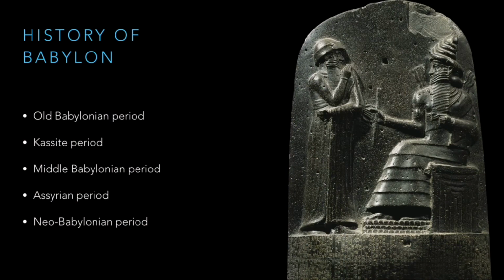It also had a very long history, which is divided up by scholars into different time periods: Old Babylonian, Kassite, Middle Babylonian, Assyrian, and Neo-Babylonian. But the peak of its strength happened during the Neo-Babylonian period. Neo is just a word which means new. And that's the period we're particularly interested in, because it's during this time that Babylon was ruled by a king called Nebuchadnezzar.